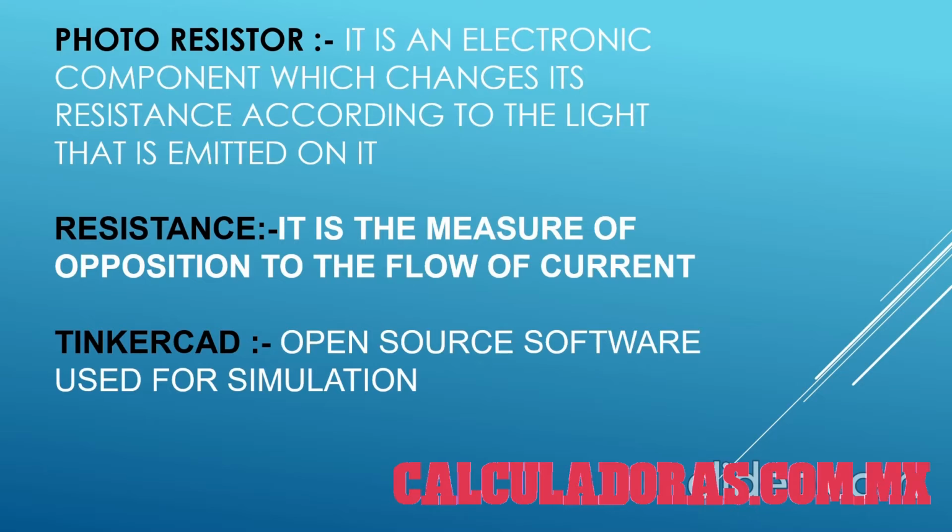So in simpler terms, let's say it's dark, so no light is emitted on the photoresistor, so that will make the resistance of our photoresistor the maximum value. Okay, so it's inversely proportional to the light that is emitted on it. What is resistance? Resistance is the measurement of the opposition to the flow of current.